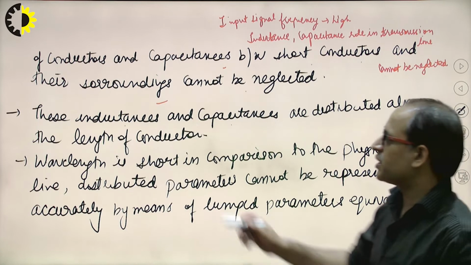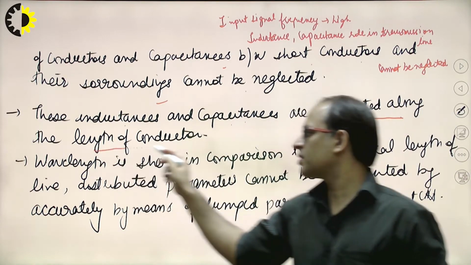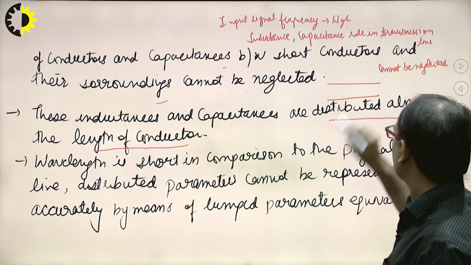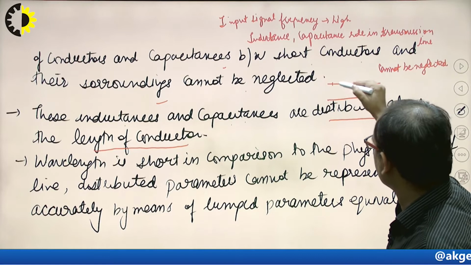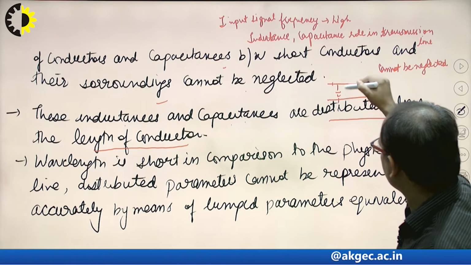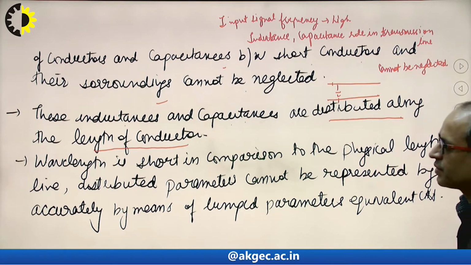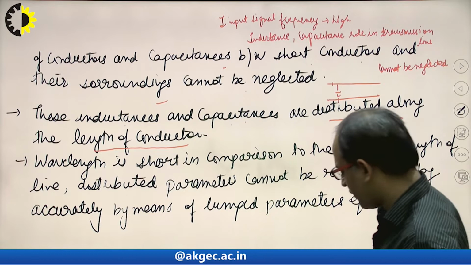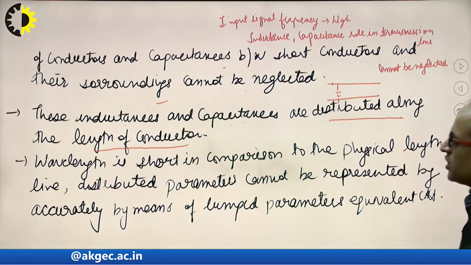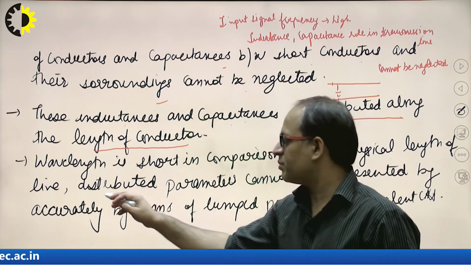That's why these inductance and capacitance are distributed along the length of the conductor. Means if I say this is a transmission line, these inductors and capacitances are distributed along the length of the conductor. Now see why the inductance and capacitance are distributed along the length of the conductor. You will see that we are using the distributed parameters.